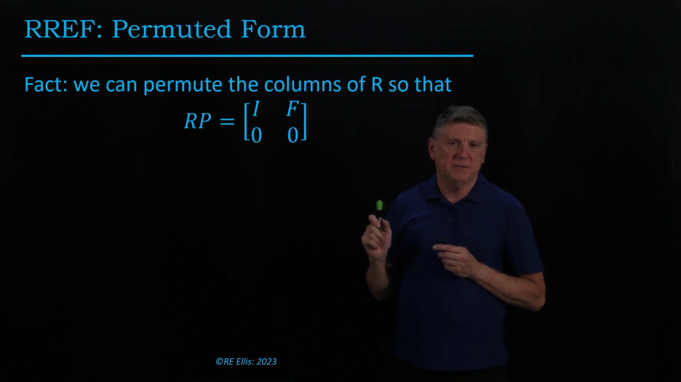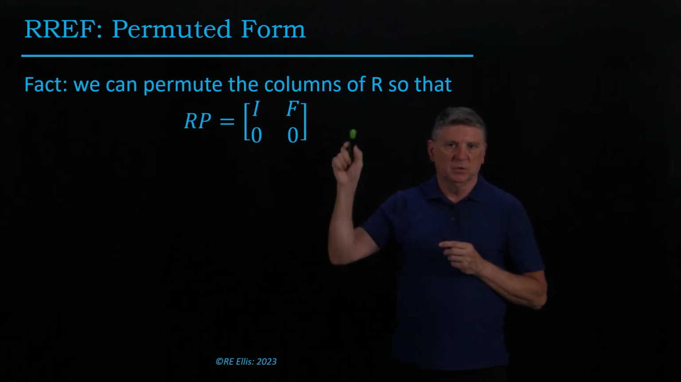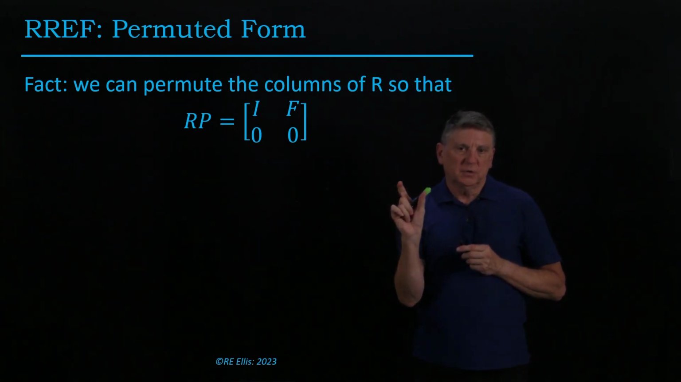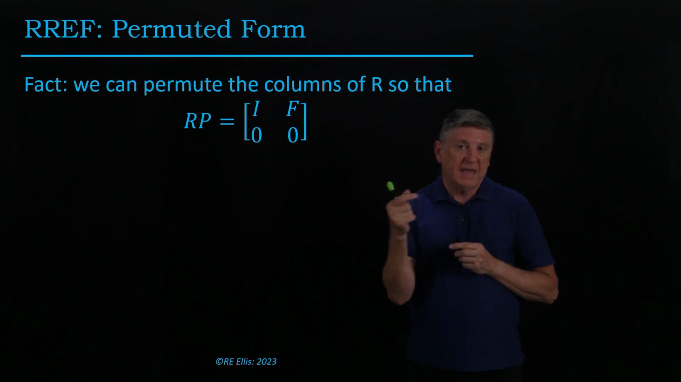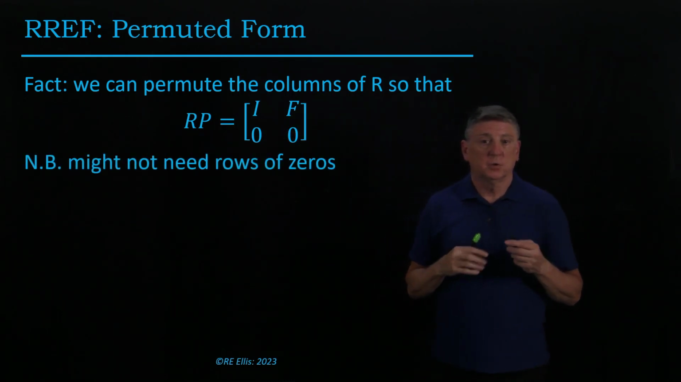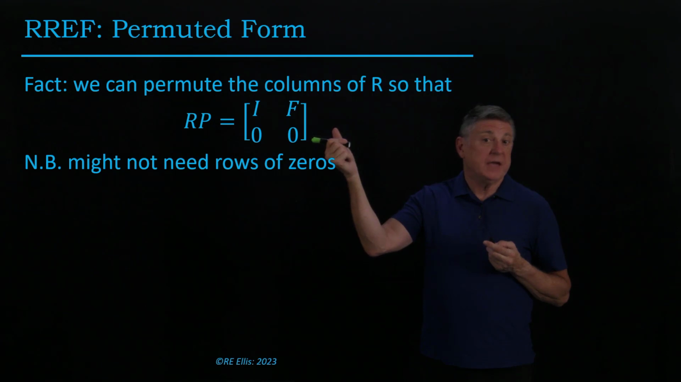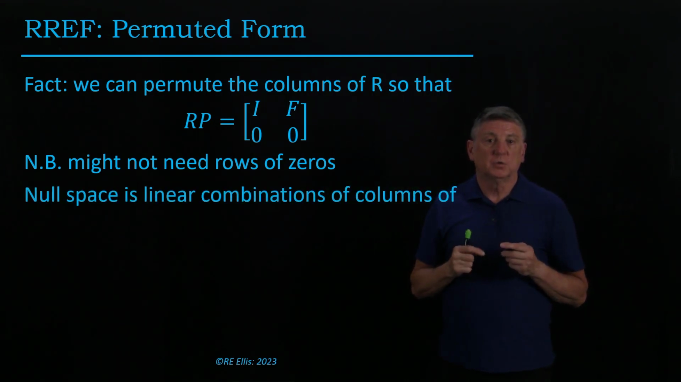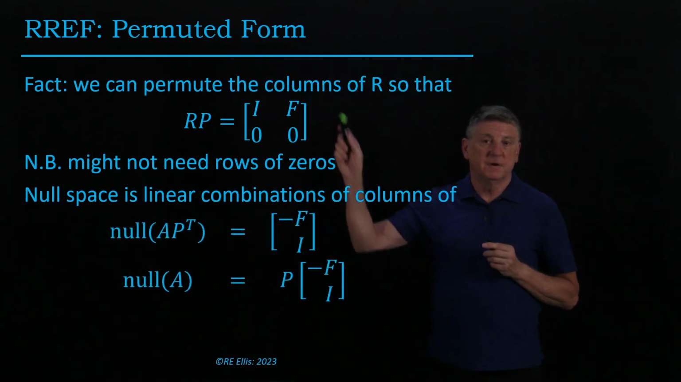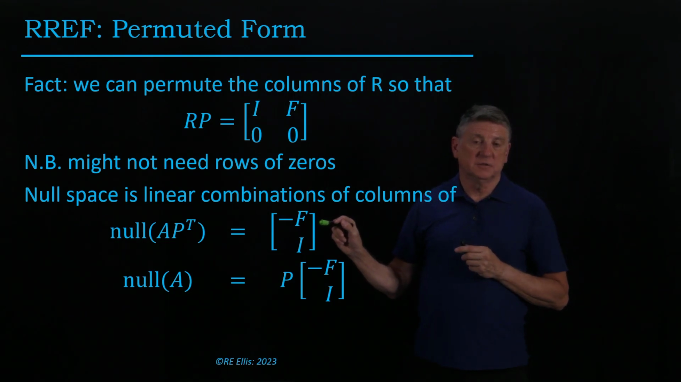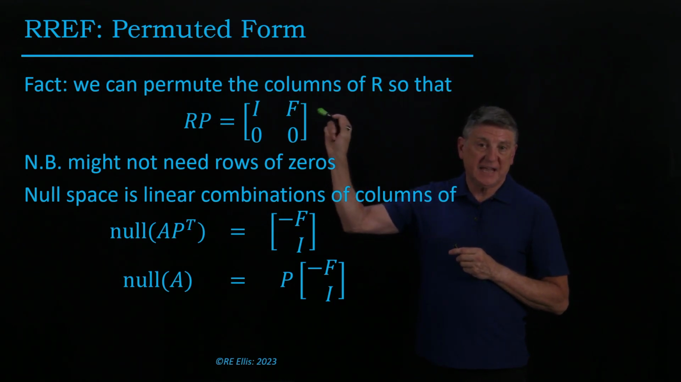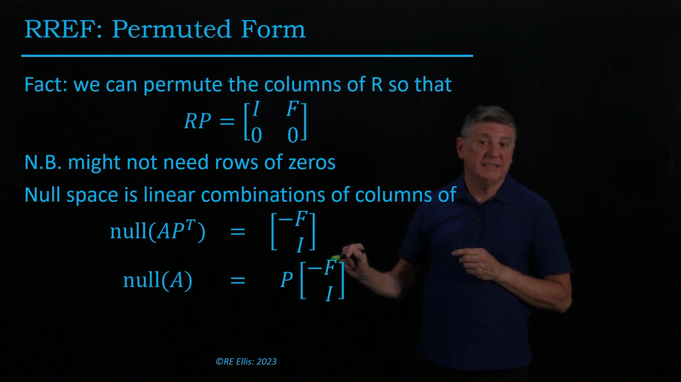So if you recall that matrix we had, 1 0 0 0 1 0 2 1 0 0 0 1, we can permute those last two columns, and then we get the identity matrix, and then this final thing will be 2 1. So in the RREF, we may or may not have a row of all zeros. It turns out that the null space is linear combinations of this. To find the null space of this permuted form, what you do is you negate this F part, and then you append the identity if needed.